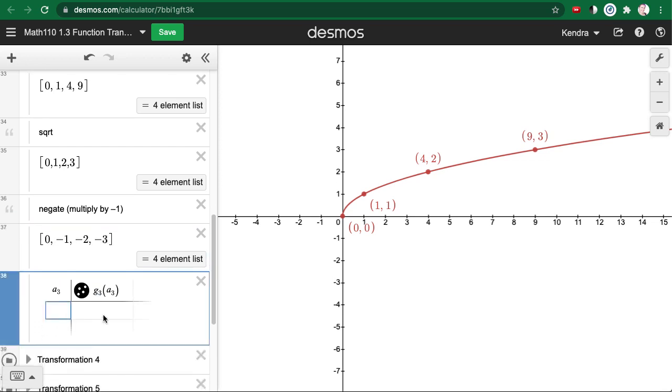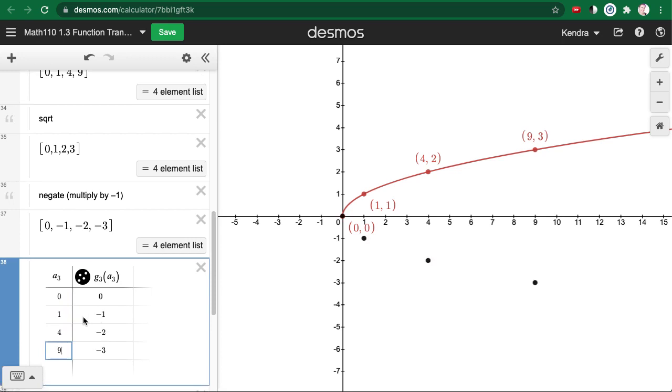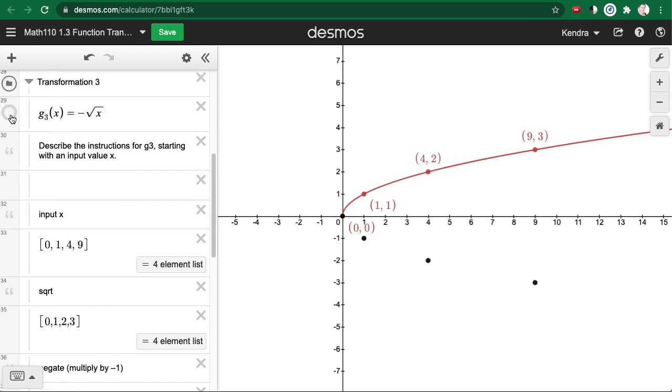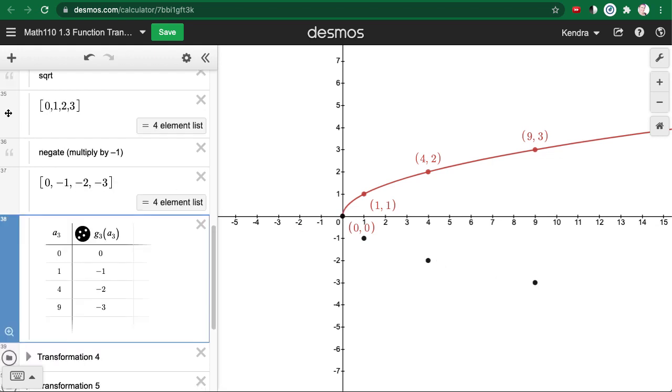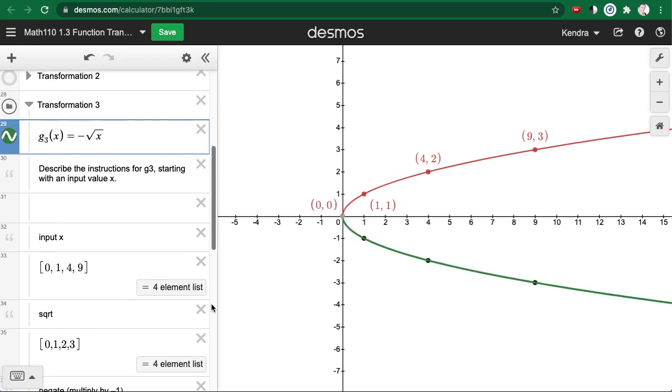Let's put those inputs in here and see if the calculator gets the same thing. 0, 1, 4, and 9. And the outputs are 0, -1, -2, -3. And confirm by, so here are those key points there. And so there's our graph that goes through those key points.